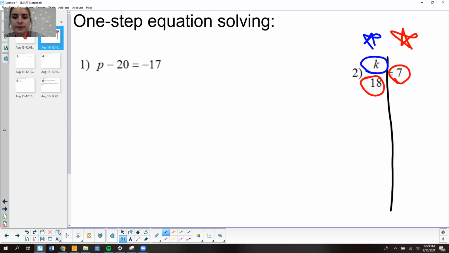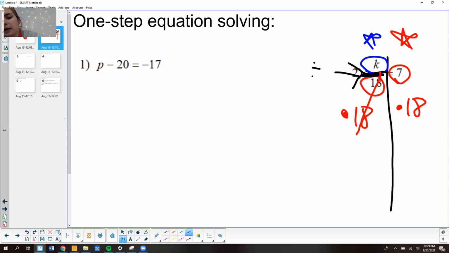So notice, and this is number 2 on your worksheet, guys. So we've got K, and then we've got this bar. That bar right there that you see between K and 18 represents division. Okay, so if we're thinking about operations, the opposite of division is multiplication. So we're going to go ahead and undo, so do the opposite operation. So instead of dividing by 18, we're going to go ahead and multiply by 18. Whatever we do to one side, we've got to do to the other side, okay? So division by 18 and multiplication by 18 is going to cancel.